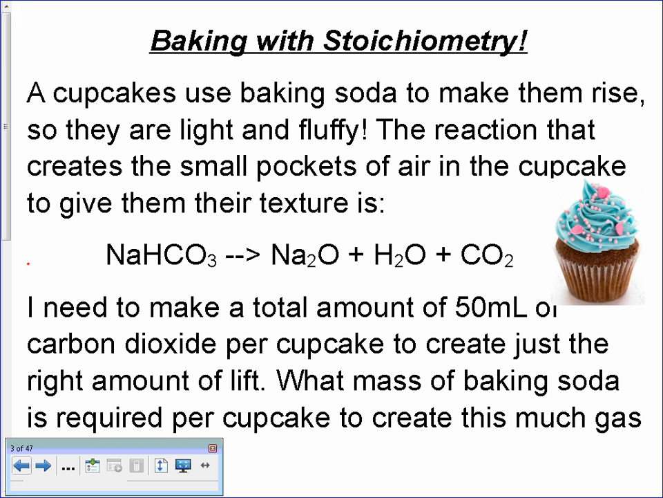All right. So cupcakes use baking soda to make them rise so they're light and fluffy. This reaction creates small pockets of air in the cupcakes to give them their texture. This is the reaction. What do you notice? Do you recognize this? Before we did in number 4 yesterday.